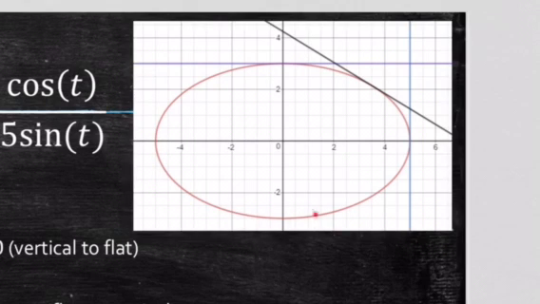back to flat, and then flat back to vertical. So as we let our t value get bigger and bigger, it's going to continually go from vertical to flat to vertical to flat back to vertical.